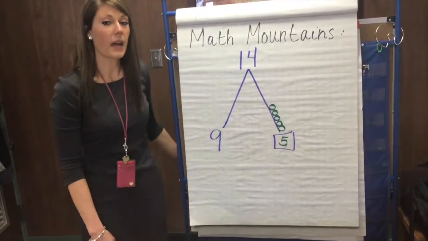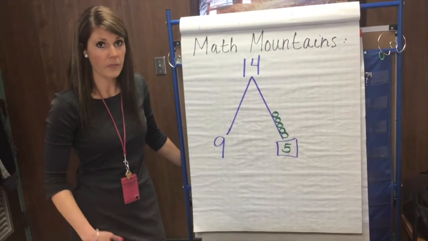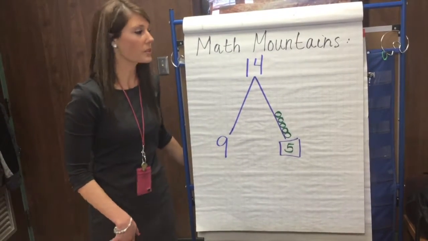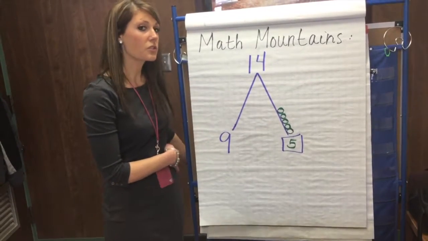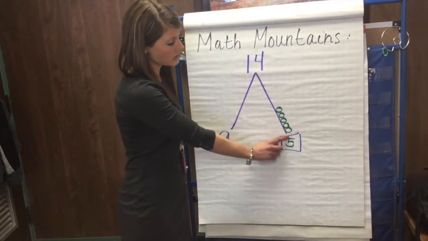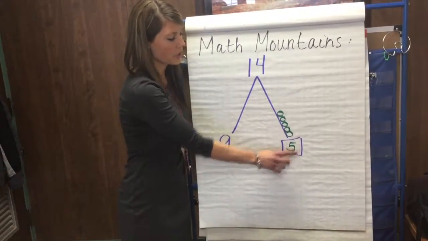Some students use math mountains to make sense of a word problem. They understand that the total from the story goes at the top and the partners go at the bottom. Some students can show their thinking by drawing circles down the side of the unknown to get their answer.